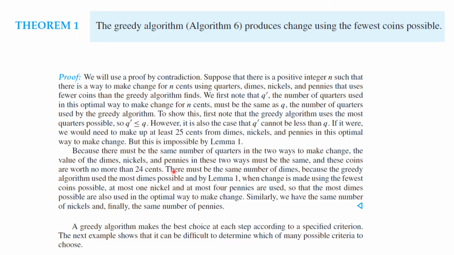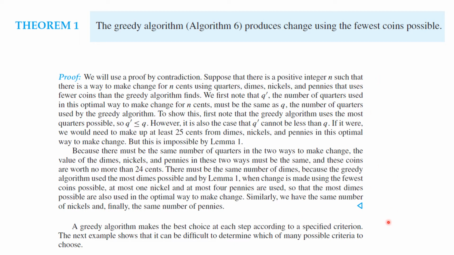And because there must be the same number of quarters in the 2 ways to make change, the value of the dimes, nickels, and pennies in those 2 ways must also be the same, because these coins are worth no more than 24 cents. So there must be the same number of dimes because the greedy algorithm uses the most dimes, and by lemma 1, when change is made using the fewest coins possible, at most 1 nickel and at most 4 pennies can be used. And so the most dimes possible are also used in the optimal way to make change. Similarly, we can conclude the same number of nickels and finally the same number of pennies. Again, go through this and make it your own.